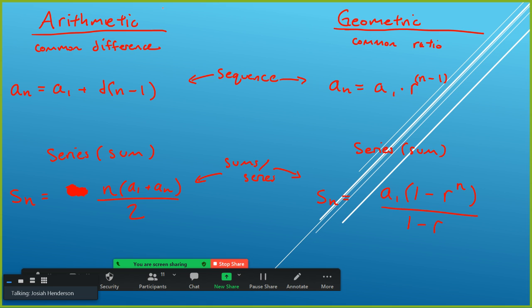I'm going to add that into our notes here. So arithmetic, adding or subtracting. And then geometric is multiplying, dividing. Okay, I'm going to leave this up for a moment in case anyone is writing it down or needs to take a picture. For each kind, we've got sequence formulas and we've got series formulas.